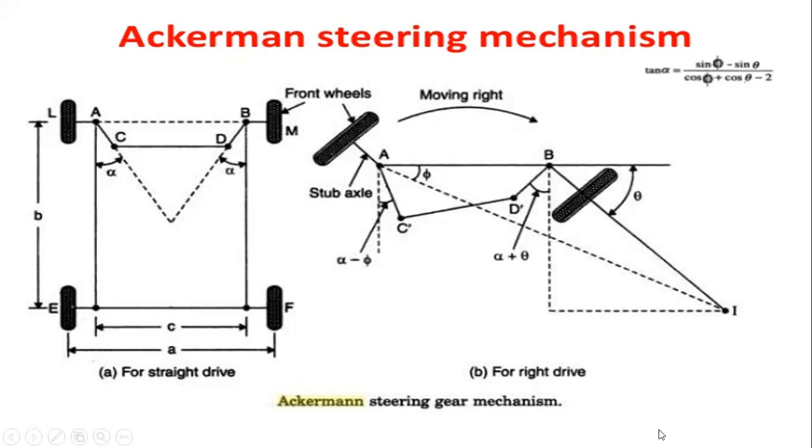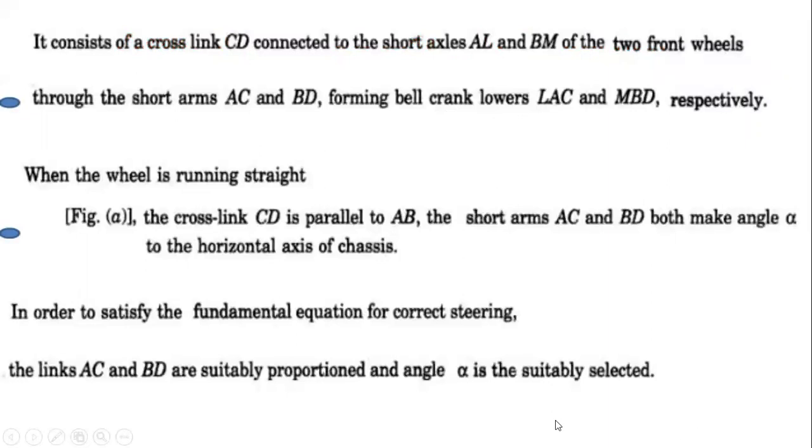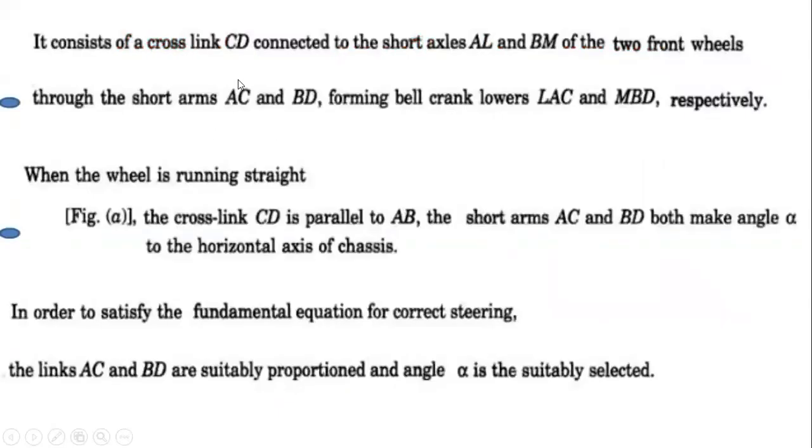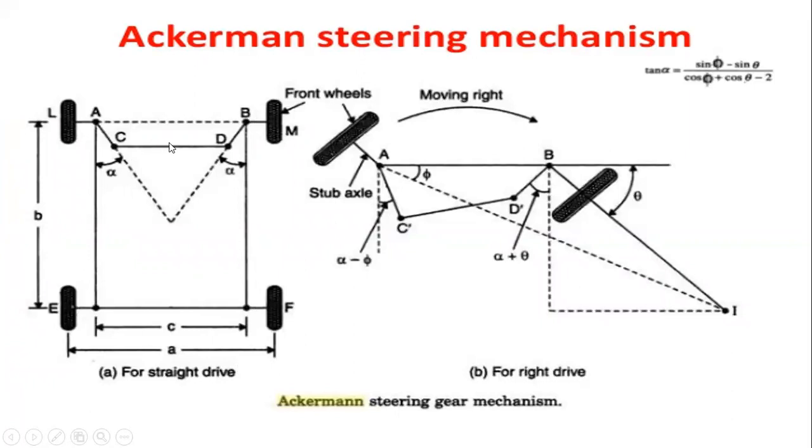For the right side drive to the instantaneous center of the automobile. So the Ackermann steering gear mechanism consists of a cross link CD connected to the short axles AL and BM. That is, AL and BM are the short axles and CD is the cross link attached to it.